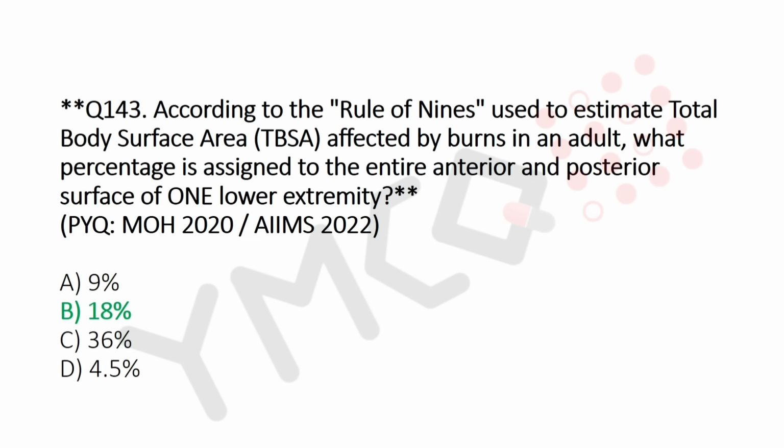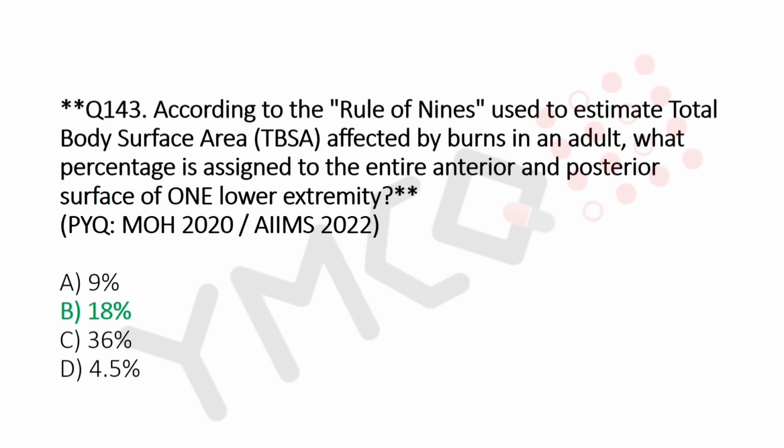In an adult, one whole leg, that's front and back combined, equals 18% of their total body surface area. Each arm is 9%, the whole front of the trunk is 18%, and the whole back is 18%. Okay.